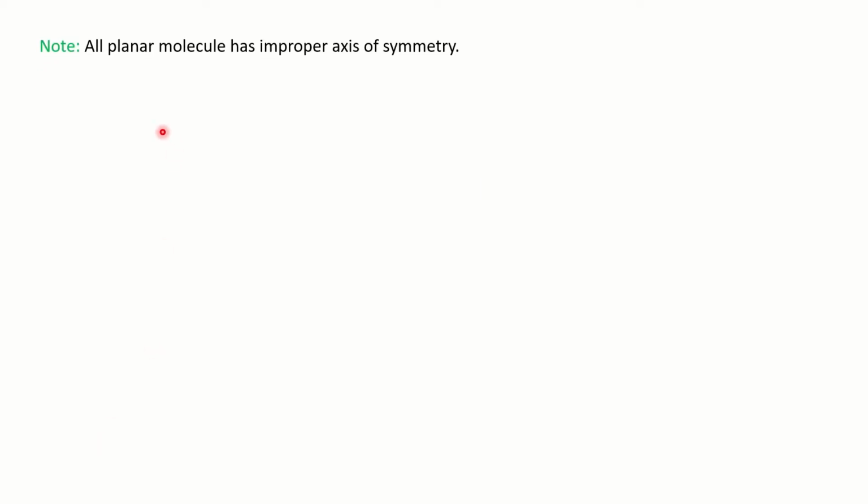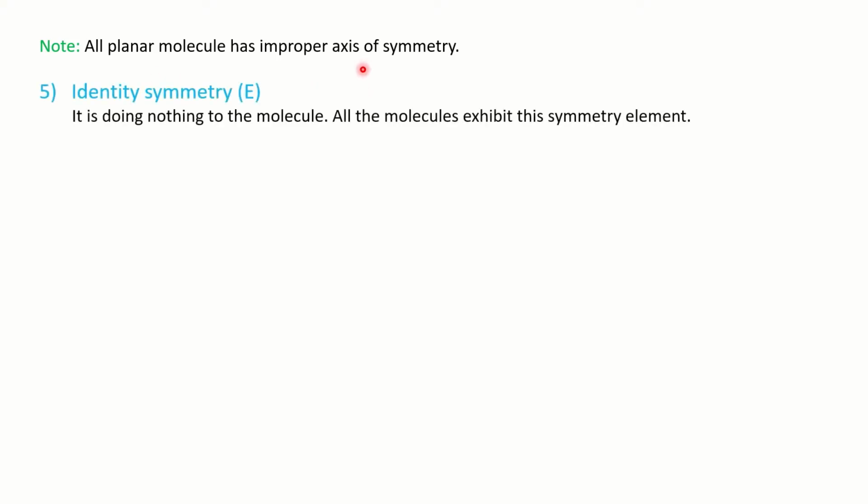So basically all planar molecules have an improper axis of symmetry. We have seen that all planar molecules have sigma H, and also if n is an even number, you will have sigma D also, and also it has the improper axis of symmetry.